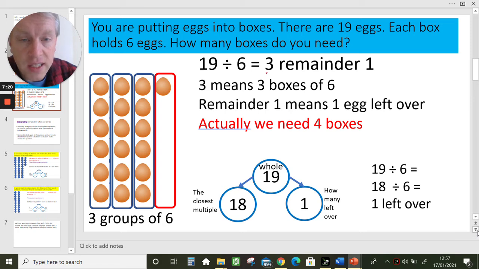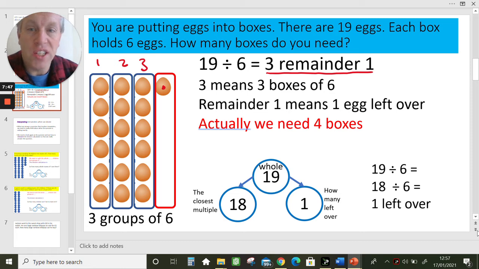19 divided by 6. The maths answer, if it was just numbers, is 3, remainder 1. Okay. Remember, the 3 means 3 boxes of 6. 1, 2, 3 boxes of 6. Here they are. And the remainder 1 means 1 egg left over. Well, the question says we're putting eggs into boxes.